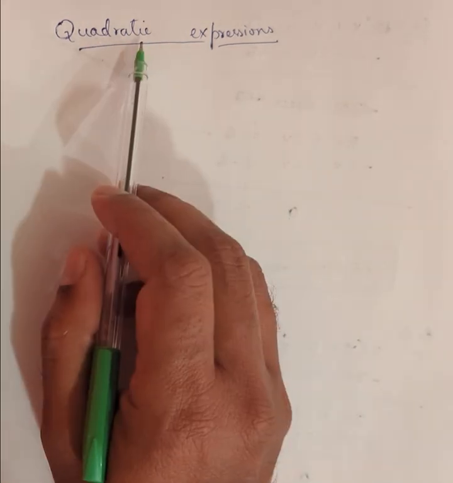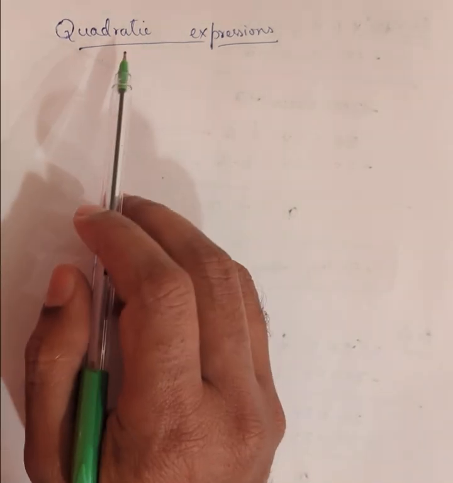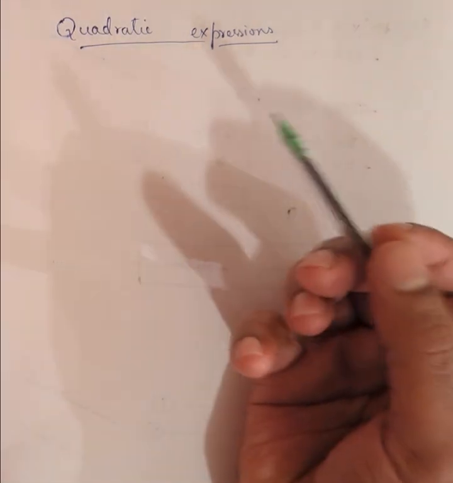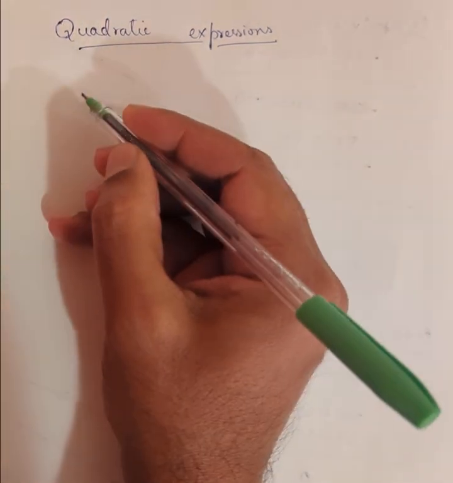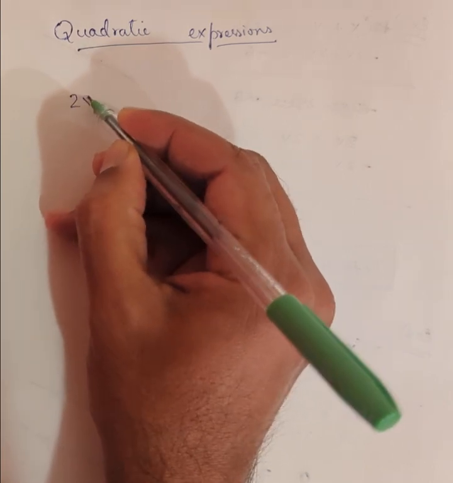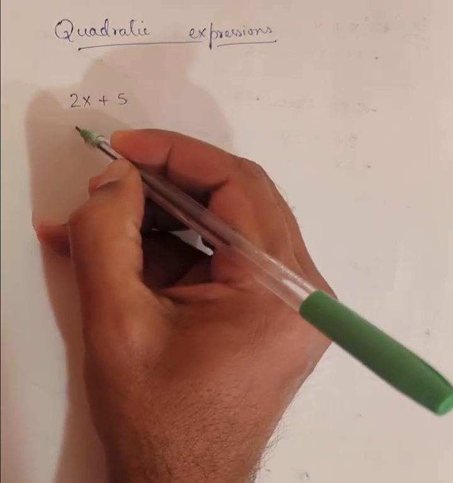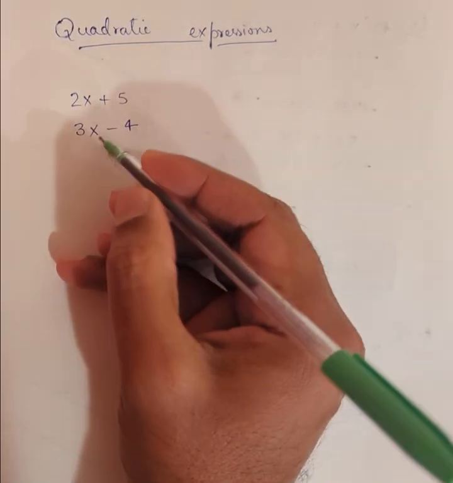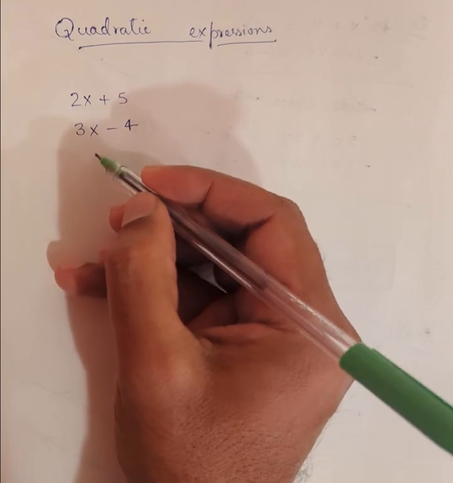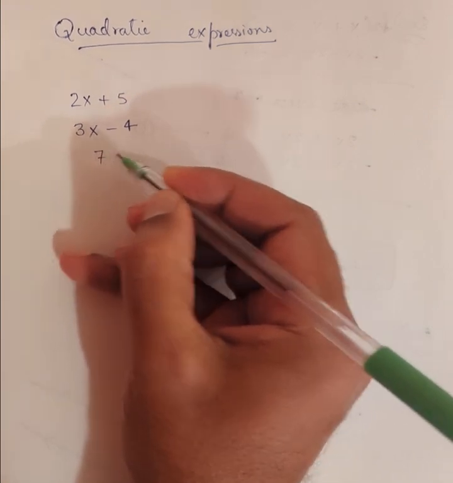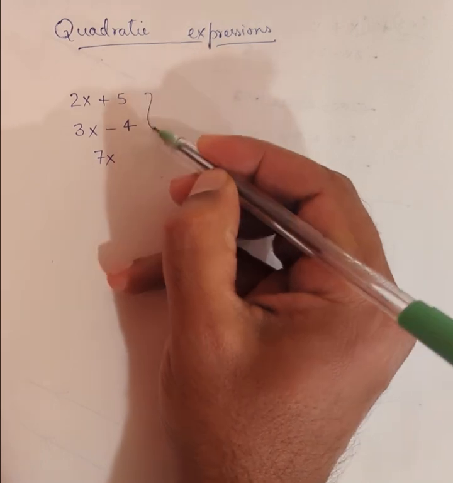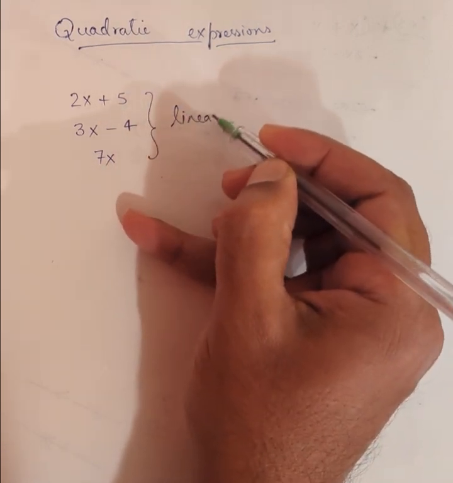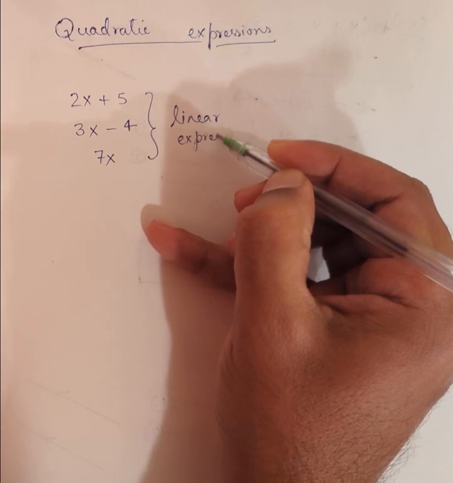Quadratic expressions. In this short video, I'm going to introduce the word quadratic. Now, I'm assuming you're familiar with linear expressions. When you see something like 2x plus 5 or 3x minus 4, or even just something that has only one term like 7x, these are all called linear expressions. So, what are linear expressions?